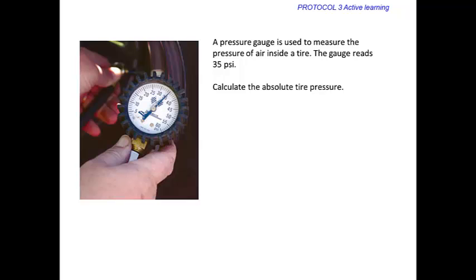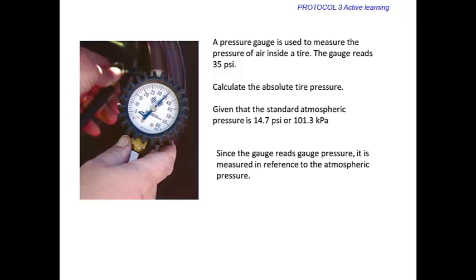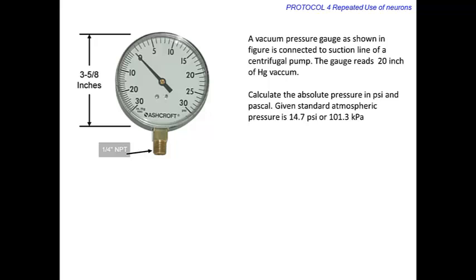A pressure gauge is used to measure the pressure of air inside a tire. The gauge reads 35 psi. Calculate the absolute tire pressure. Given that the standard atmospheric pressure is 14.7 pounds per square inch or 101.3 kilopascal. Since the gauge reads gauge pressure, it is measured in reference to the atmospheric pressure. Therefore the absolute pressure is 35 plus 14.7 equals 49.7 psi.